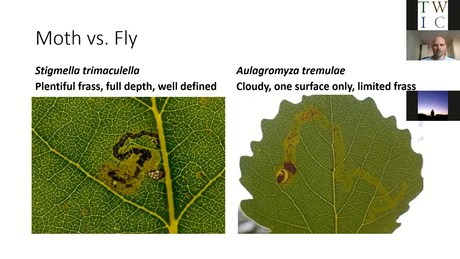On the right, Agromyza tremulae, which is an aspen feeding fly. When we hold the leaf up to the light, the mine itself is much more difficult to see. It's rather cloudy, indistinct. There's limited frass in there, and what frass is present, you can just about make out it's in twin tracks, not one single track. So this is a good comparison of moth versus fly for gallery mines.